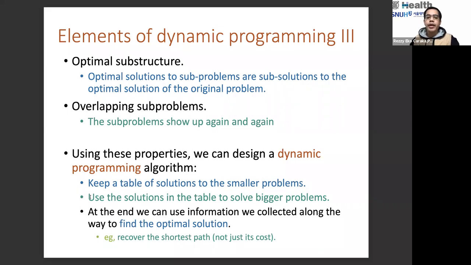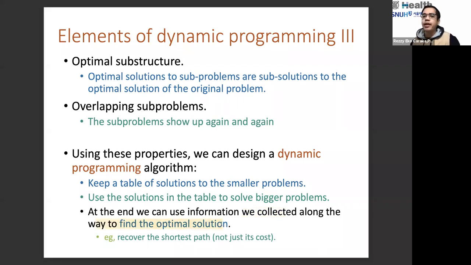And second, we can use the solutions in the table to solve the bigger problem as well. So that's why I'm talking about this: if we see the big problem or big picture, we can get the solution top-down or bottom-up. It depends on how we see the problems. Sometimes we also get various solutions from all the problems. And in the end, we can use the information we collected along the way to find the optimal solution. That's what I'm talking about.